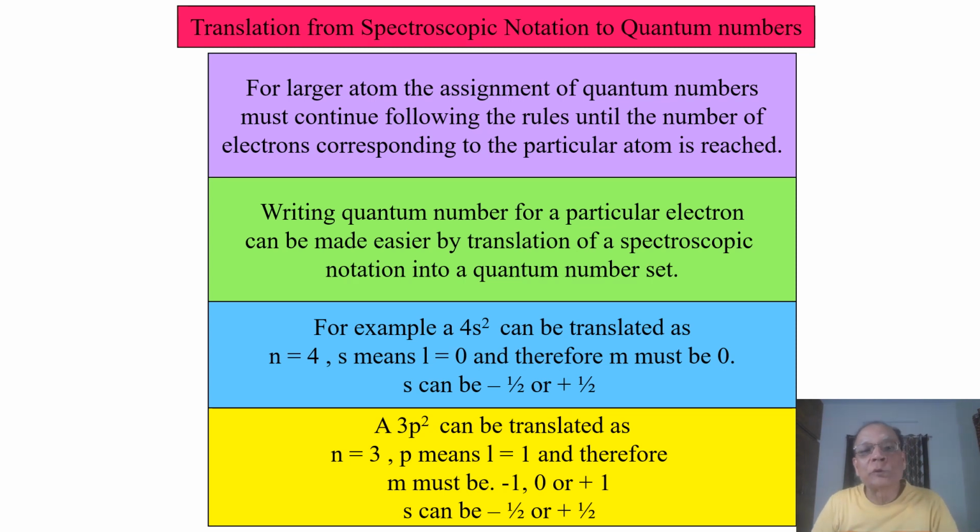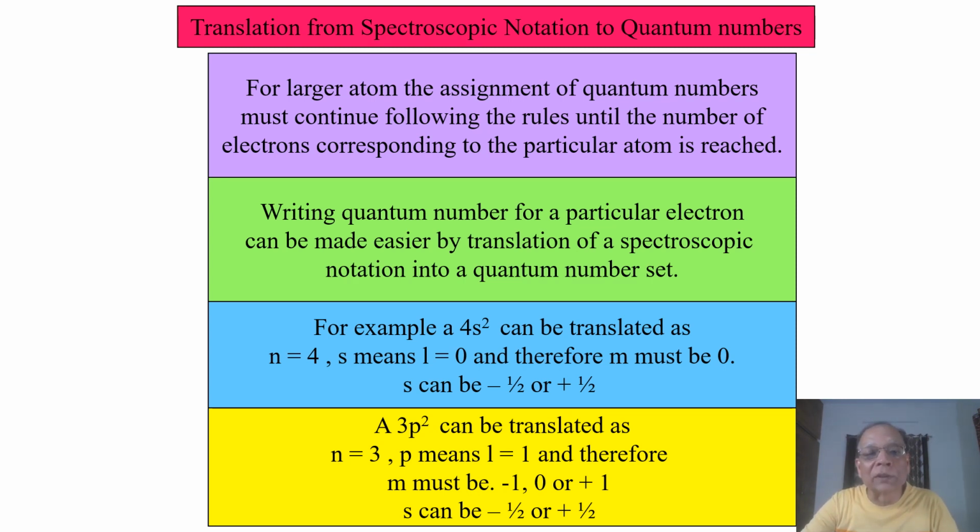So translation from spectroscopic notation to quantum numbers. For larger atoms, the assignment of quantum numbers must continue following the rules until the number of electrons corresponding to that particular atom is reached. As we have done in the case of fluorine, we started with hydrogen, then we went to helium, then we saw lithium, and so on up to fluorine. In the middle, we missed carbon and oxygen. We didn't do that, but it is left as an exercise for you.